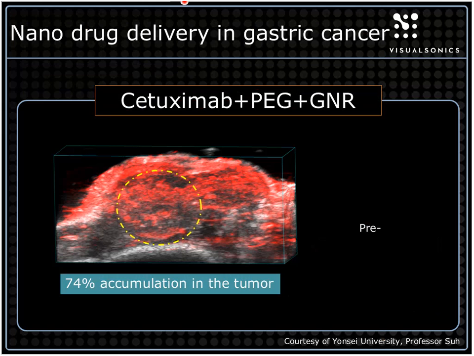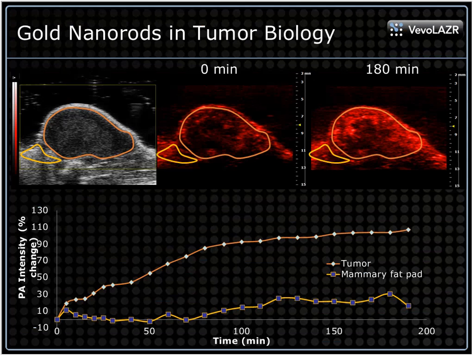Just want to show you how you can then quantify this accumulation. So here is an example of gold nanorods in an orthotopic mammary tumor. And basically here, we're looking at the ultrasound image before we switch on, by the press of a button, the image as the nanoparticle goes in.